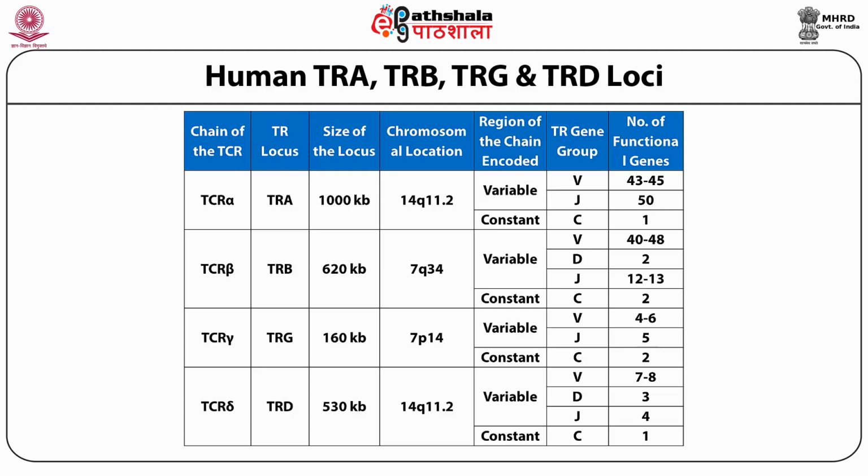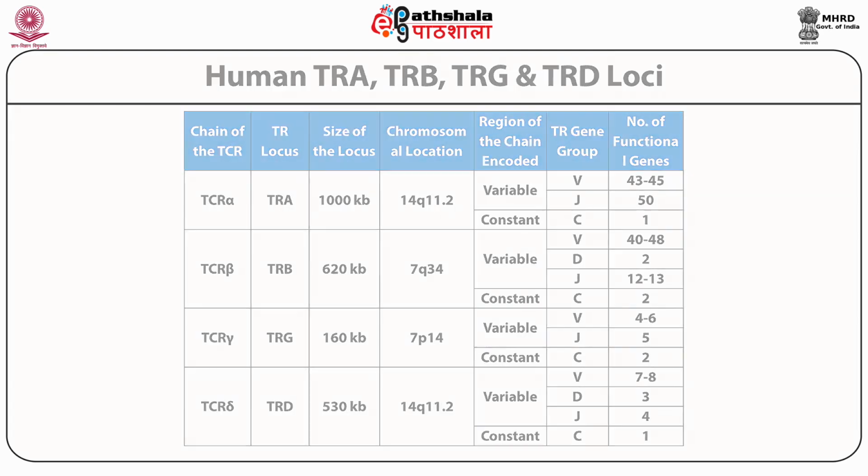The number of these genes may vary among different individuals depending on their haplotype. For example, the TRA locus has 43 to 45, TRB locus has 40 to 48, TRG locus has 4 to 6 and TRD locus has 7 to 8 functional V genes. Further, the number of TRBJ genes can be either 12 or 13 depending upon the haplotype of the individual.